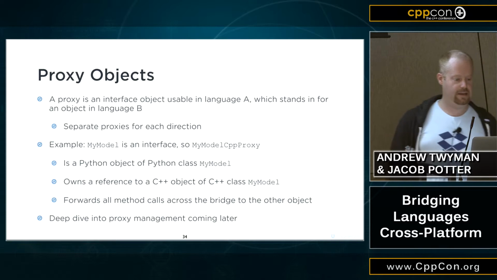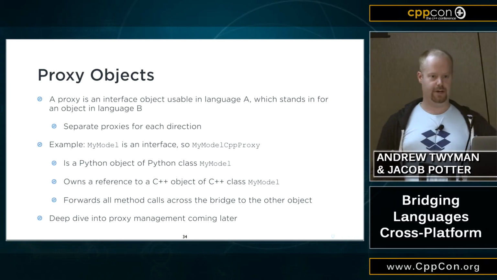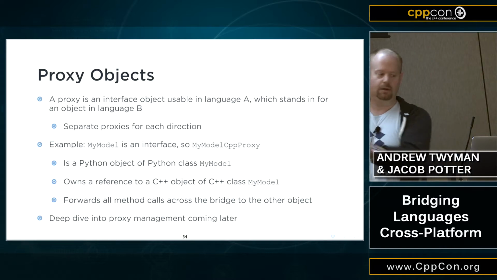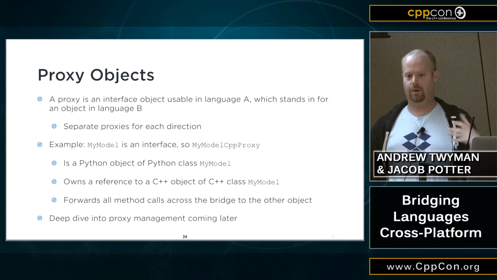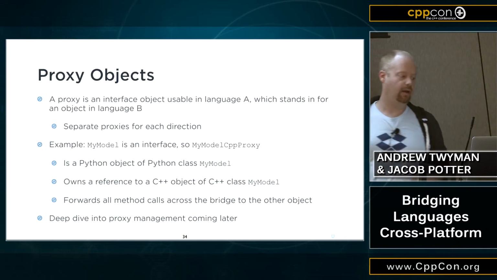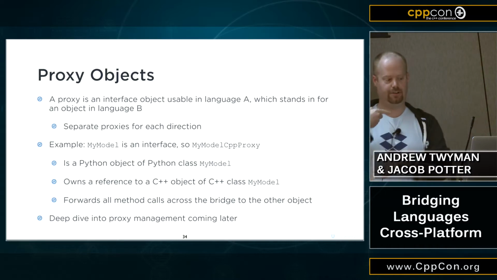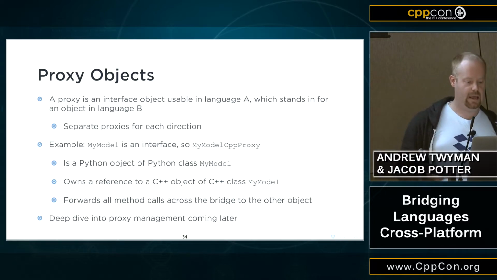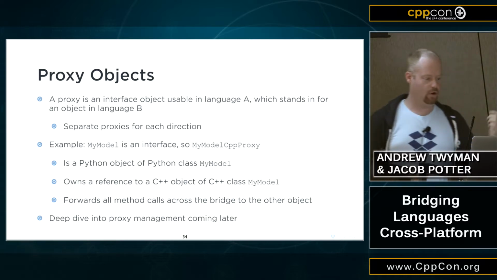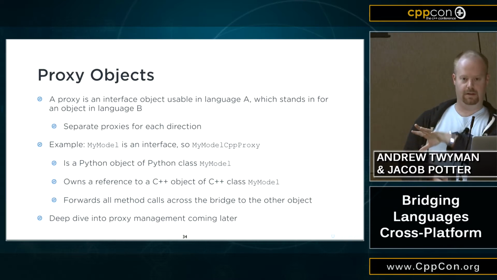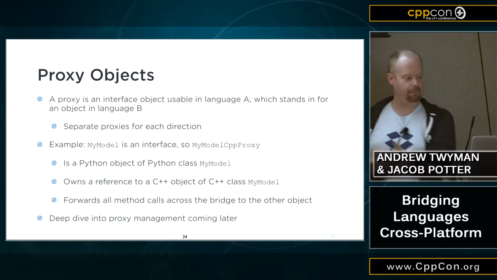Proxy objects is just something that allows you to hold on to an object in language A that forwards all of its method calls to an object in language B. And it needs to hold ownership so that when you're done with the object in language A, it goes away. So you get separate proxy types, which Djinni will generate for you in each direction. So for instance, a MyModel CPP proxy is a Python object that inherits from the abstract base class MyModel in Python. It owns a reference to a C++ object, which itself inherits from the abstract base class MyModel in C++, which is a C++ class of the same name.